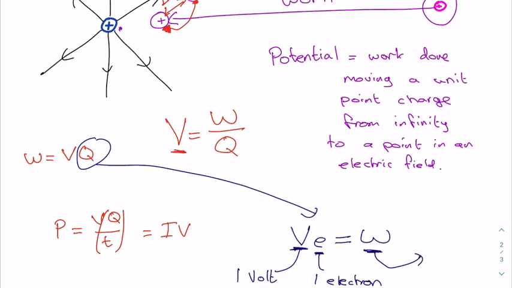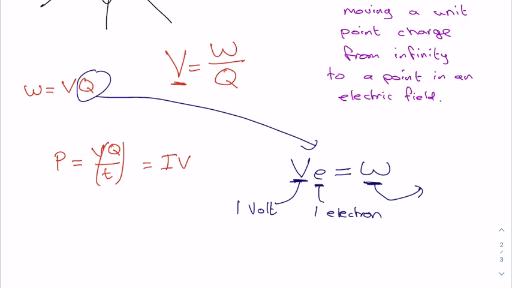And we know that the charge on an electron is minus 1.6 times 10 to the minus 19. So that gives us an amount of energy that's always the same: 1.6 times 10 to the minus 19 joules of energy. 1 volt, the charge on 1 electron, so 1.6 times 10 to the minus 19 joules of energy. Now there's no negative sign there because energy is a scalar.